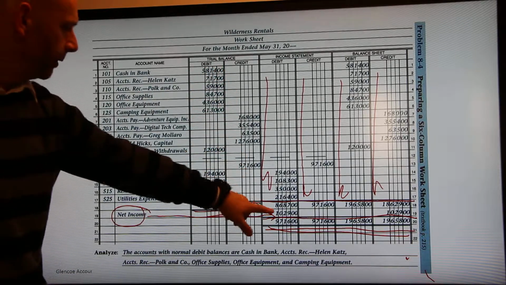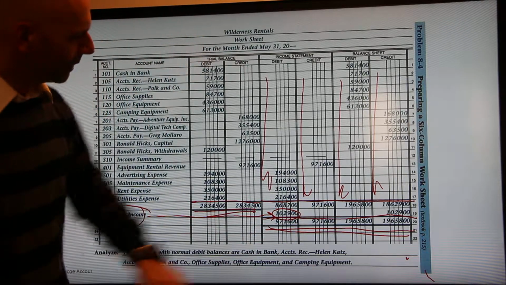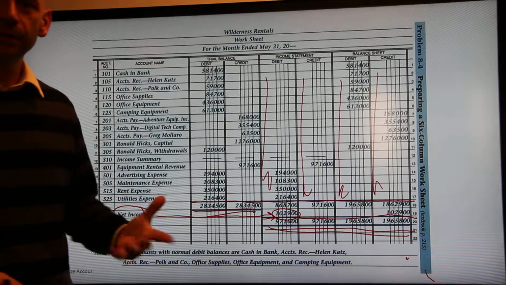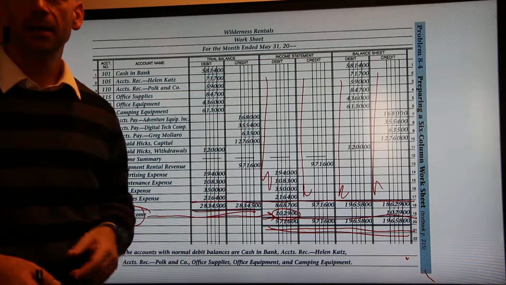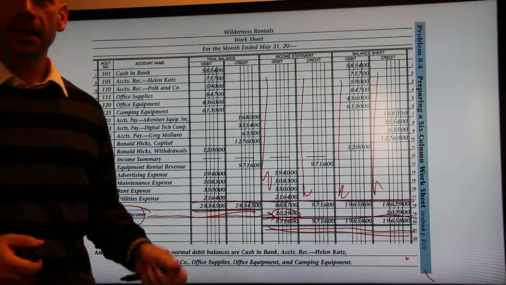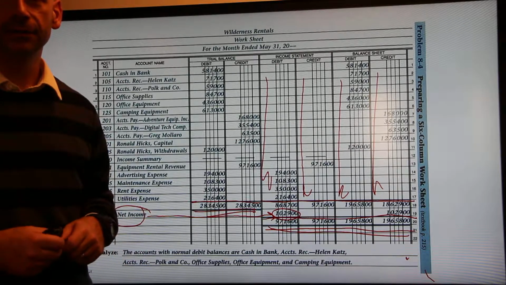Added everything up. We figured out what our net income or net loss was, and we have all of our accounts in balance. So this is how we complete, in this case, a 6-column, 1, 2, 3, 4, 5, 6 column worksheet. All right. That will complete Chapter 8. Next, we're going to go on to completing our financial statements.